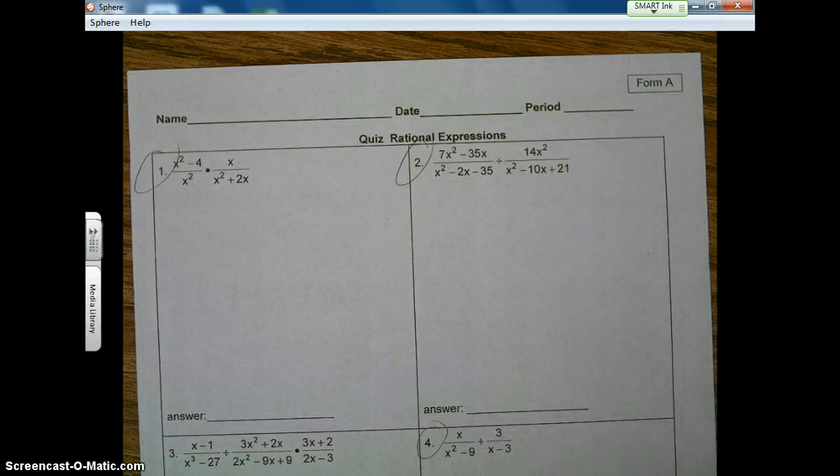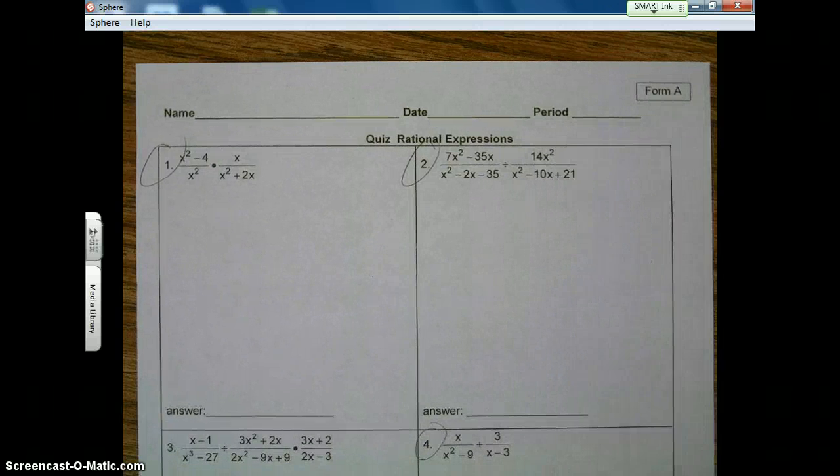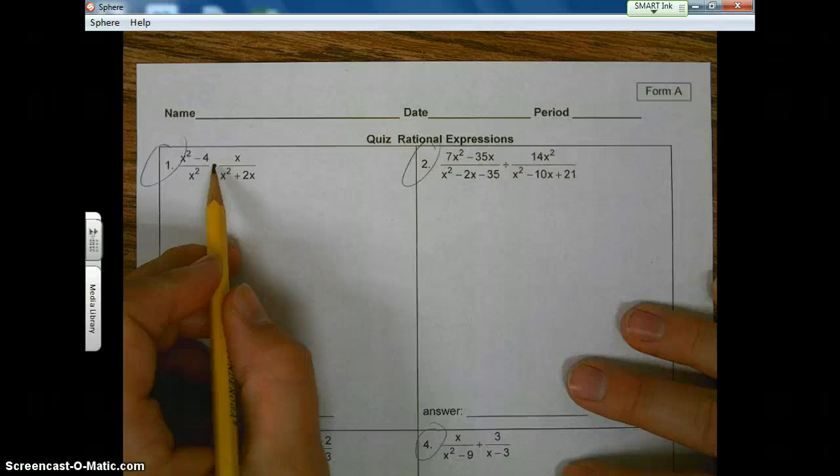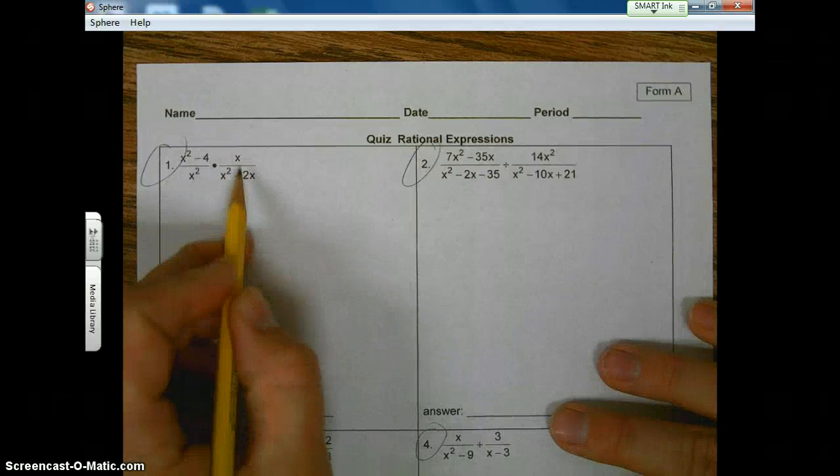Here are the corrections for the quiz on rational expressions, Form A. So hopefully you're listening very carefully and not just writing down what you see. First thing you want to do, the operation is times, so we want to factor everything that we see.